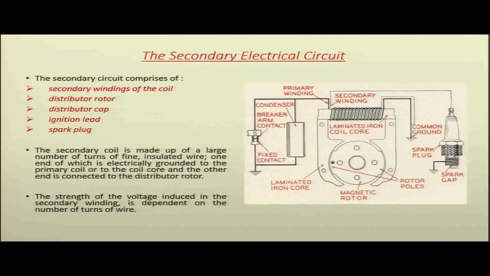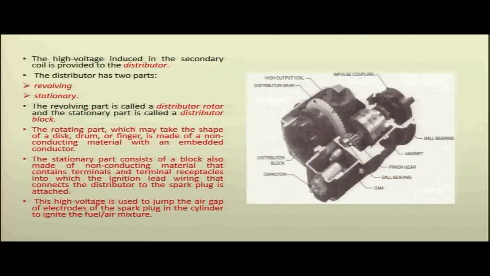The strength of the voltage induced in the secondary winding is dependent on the number of turns of wire. So, the voltage which is induced in the secondary winding will depend on the number of turns of wire. The high voltage induced in the secondary coil is provided to the distributor.